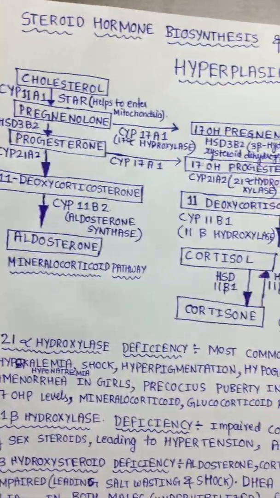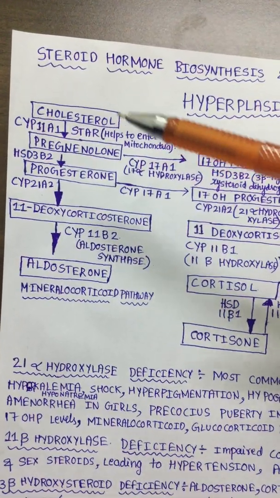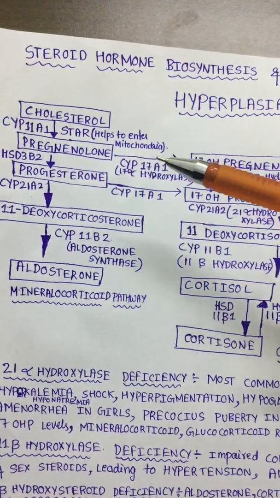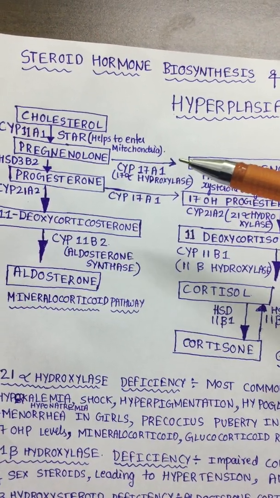Now we will go to congenital adrenal hyperplasia. Congenital adrenal hyperplasia means that in this steroid synthesis pathway there is a deficiency due to mutation of one of the enzymes.